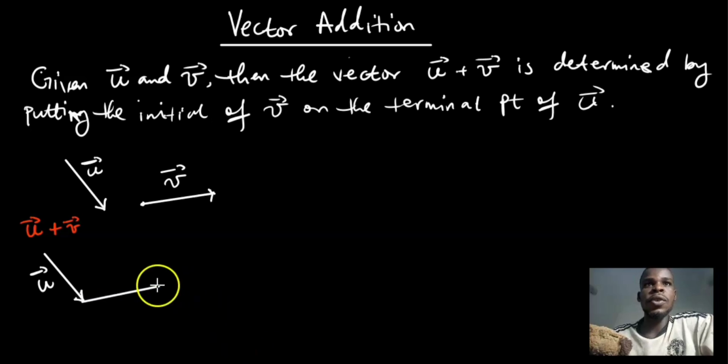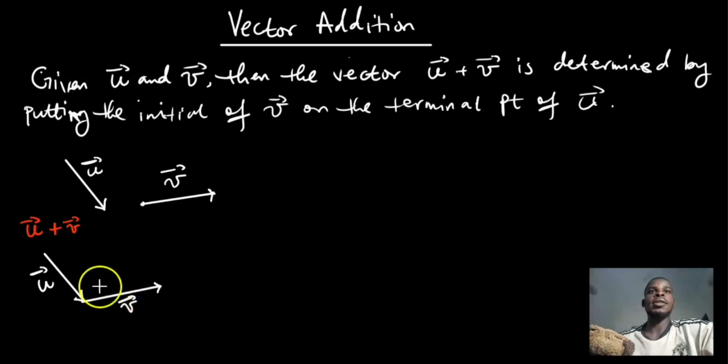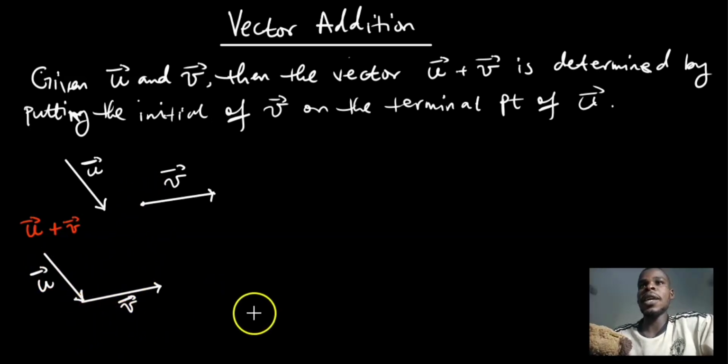Of course, we are doing it freehand, so it wouldn't really be as it should be, but at least the idea should be gotten. Okay, so this is what I'm saying. Place the initial point of vector v on the terminal point of vector u. Again, we dealt with that in a previous video, so please do well to watch that. So this is how to think about addition now.